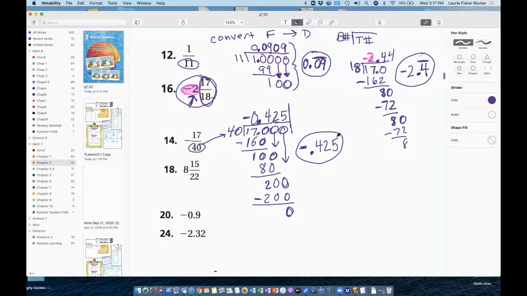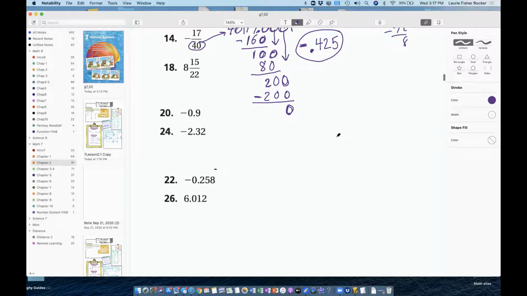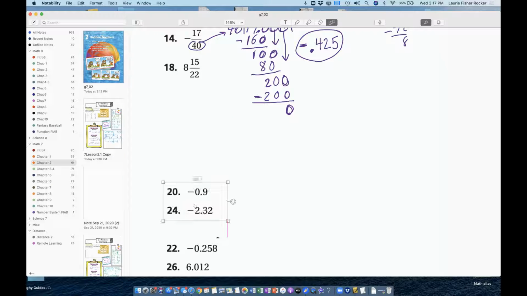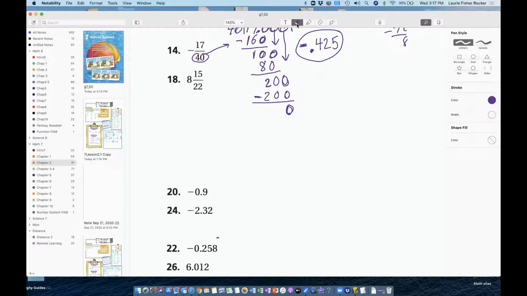All right, and let me do something here real quick. I'm going to move these guys down because I'm going to run out of room. These guys go down here anyway. All right, so let's go ahead and do 8 and 15 twenty-seconds. All right, so the whole number, I'm not going to deal with here. The 22 goes on the outside, the 15 goes on the inside, and I bring that decimal up.